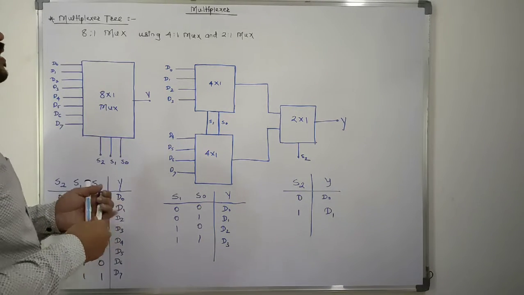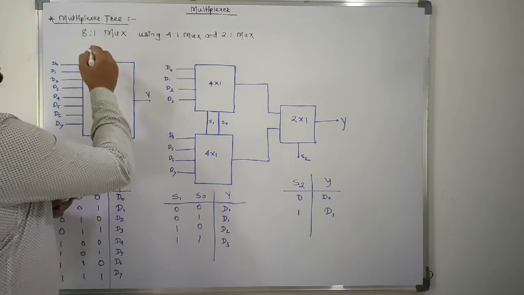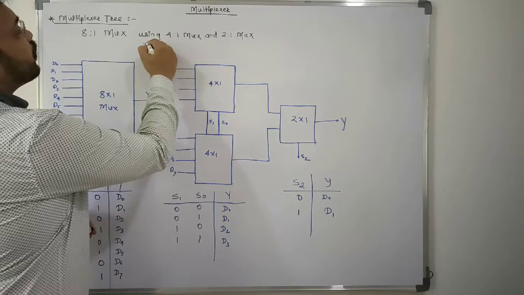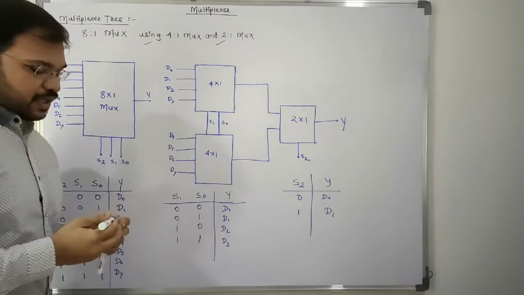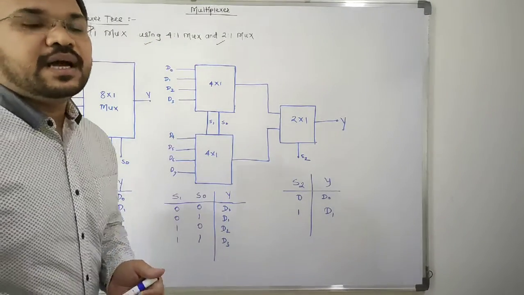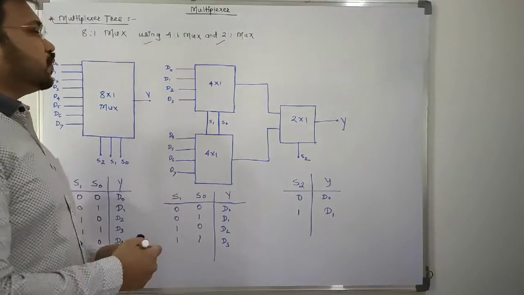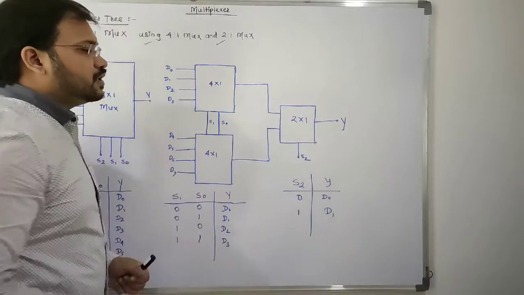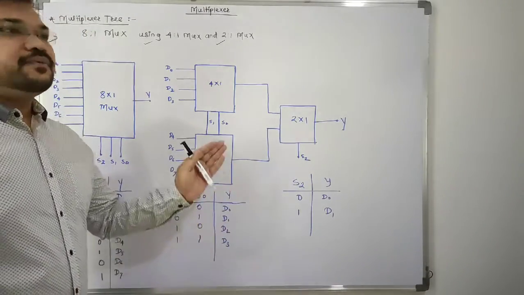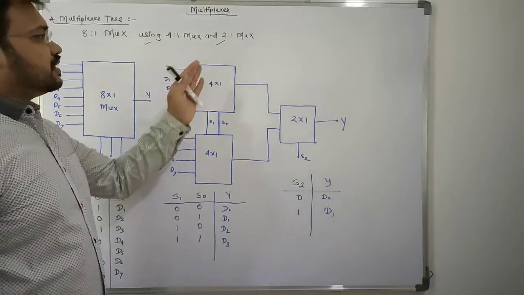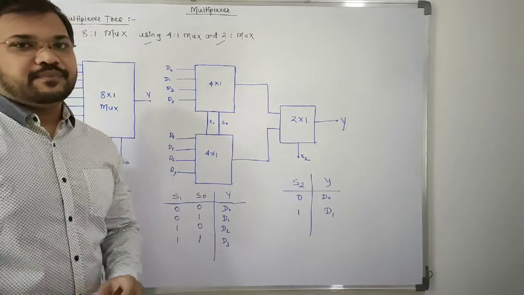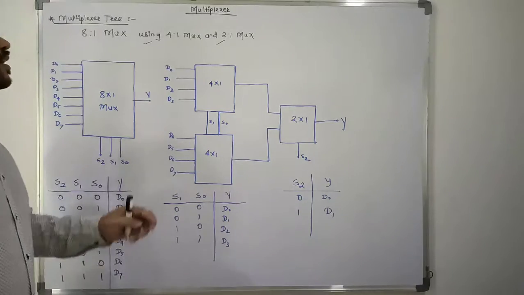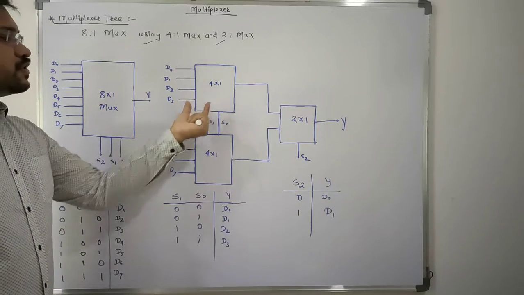But if they ask for an 8 is to 1 mux using 4 is to 1 and 2 is to 1 mux, by using 4 is to 1 and 2 is to 1 mux, we can easily draw the functional block diagram for the 8 is to 1 mux. See now, here by simply drawing the 4 is to 1 mux.